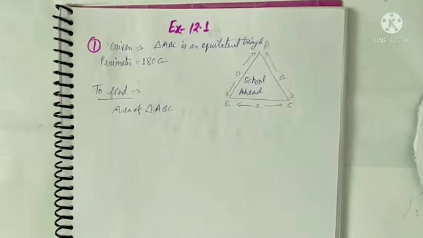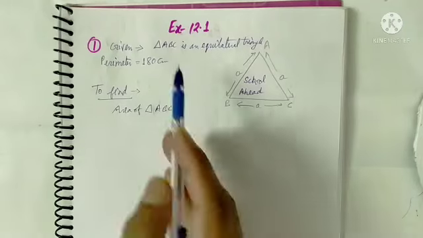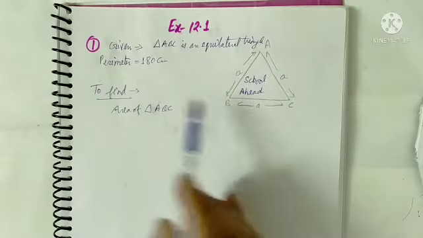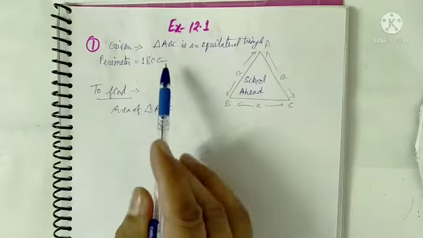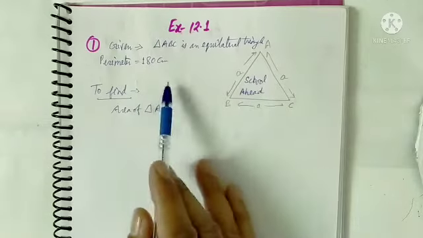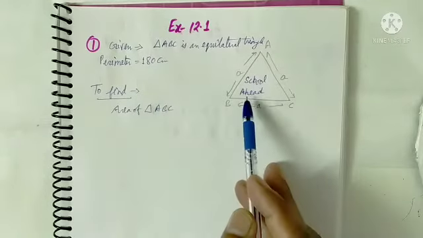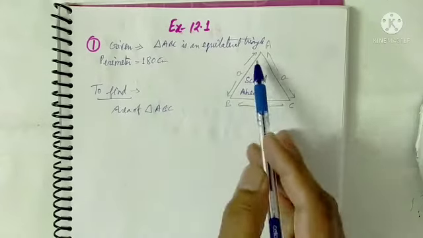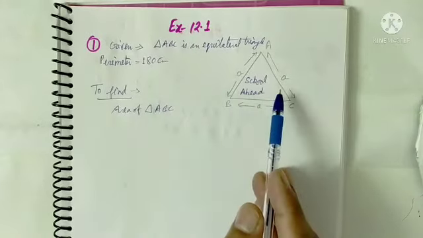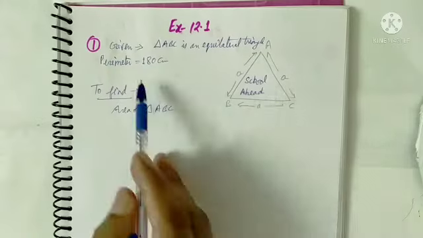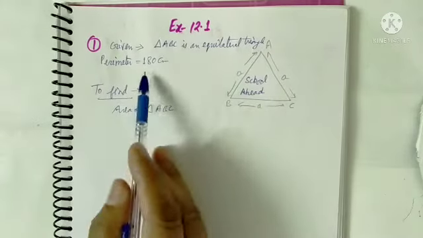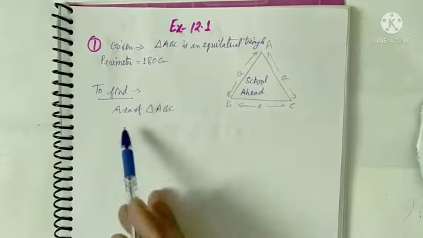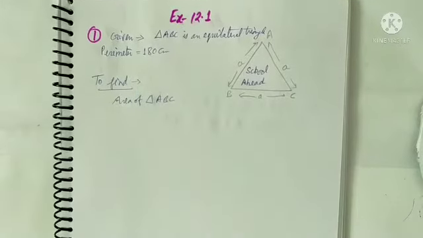Today I'm going to start exercise 12.1, question number one. In this question, triangle ABC is an equilateral triangle. It is a board which is fixed near a school ahead. An equilateral triangle means all three sides are equal, let's say A. The perimeter of this board is given as 180 centimeters, and we have to find the area of triangle ABC.